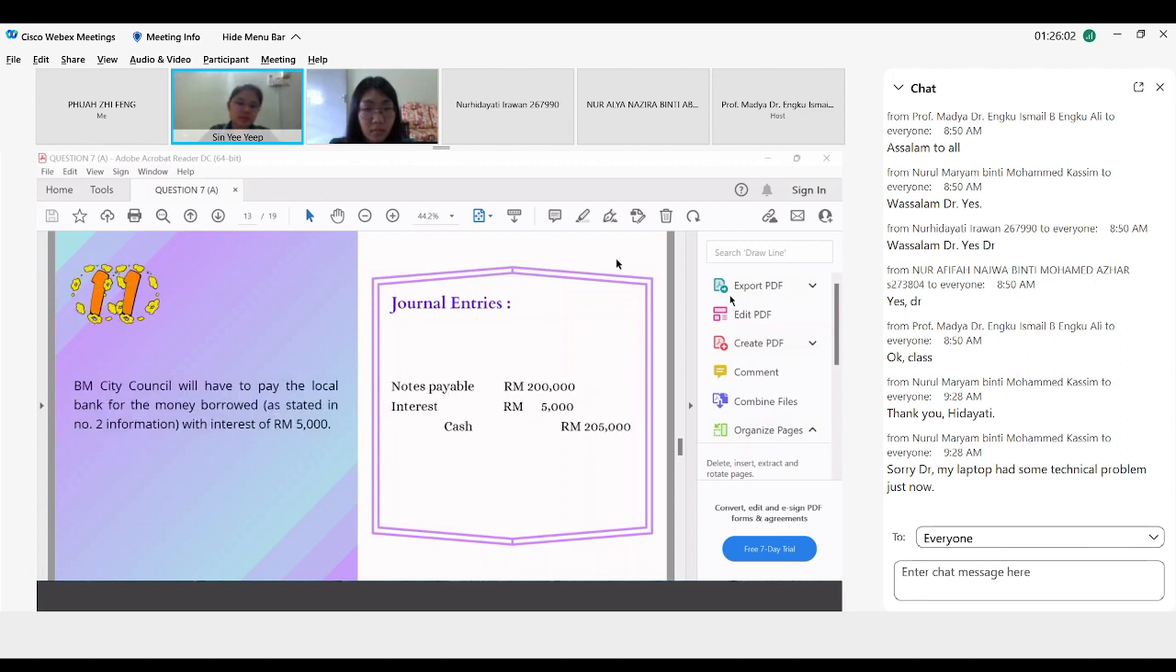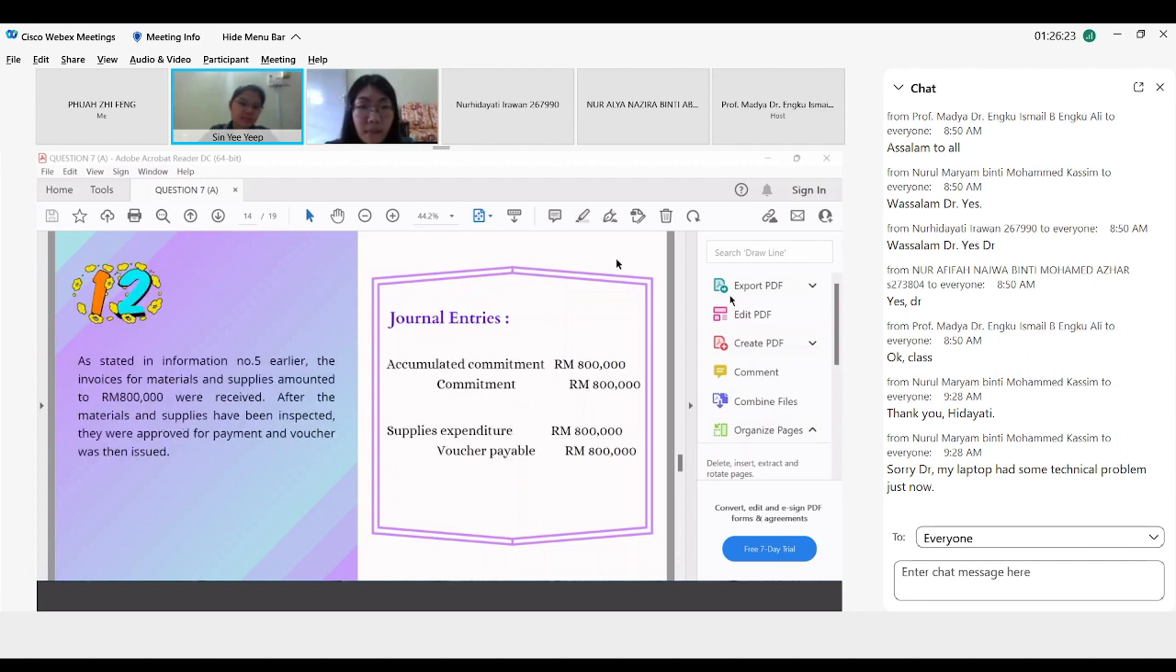Next. For the info 11, we want to record the repayment loan and interest to the local bank. So we debit the notes payable 200,000 and debit the interest 5,000 and credit the cash with the amount of 205,000. Next.